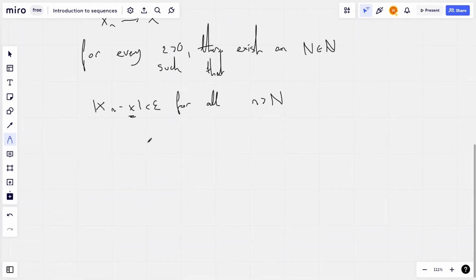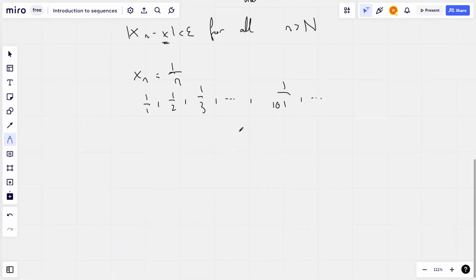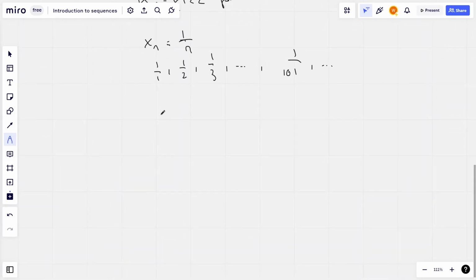So to give an example, let's say we have xn equal to 1 over n. Let's look at the first few terms. This gives 1 over 1, 1 over 2, 1 over 3, so on. Eventually we'll get 1 over 101. In any case, it gets smaller and smaller, so we have reasons to believe that it may converge to 0. So I'm going to claim x in this case is 0.